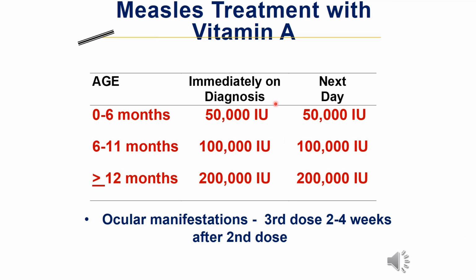So this is the dose for vitamin A. 0 to 6 months, 50,000 international units, day 1, day 2. 6 months to 11 months, 1 lakh units, day 1, day 2. And more than 1 year, 2 lakh units, day 1, day 2. You have to give the vitamin A, and then a third dose only if required.